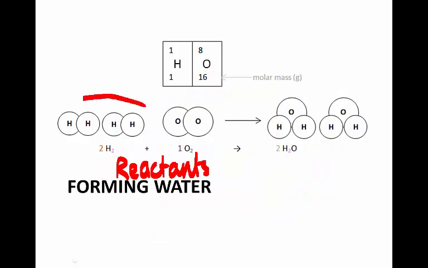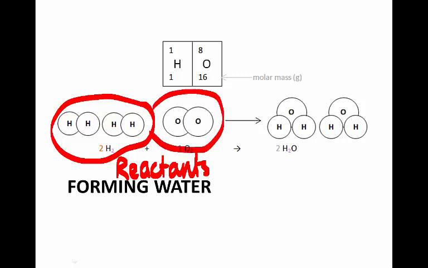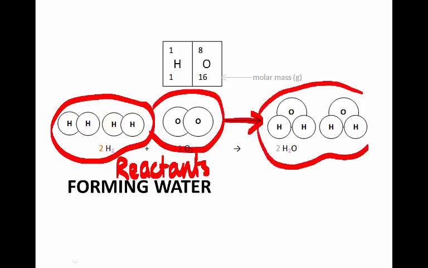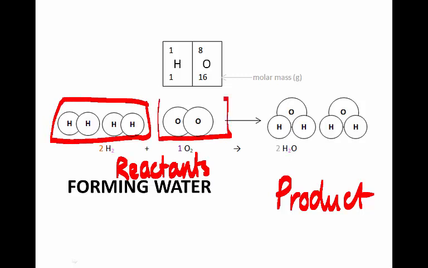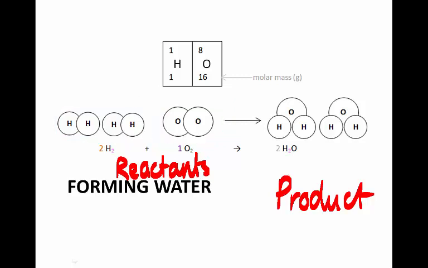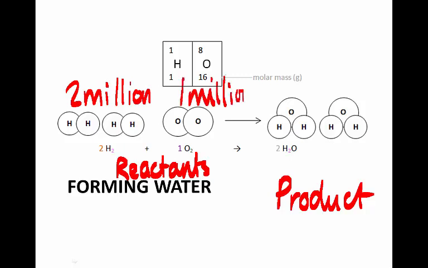So for every 2 molecules of hydrogen that react, you need 1 molecule of oxygen, and that will form 2 molecules of water. That's the product. Now, of course, when you actually make water by this reaction, you are not going to only react 2 molecules of hydrogen and 1 molecule of oxygen. That is so little. There's no way you are going to get that to react. This is a ratio, meaning that if you have 2 million rather than 2 hydrogen molecules, you will need 1 million oxygen molecules, and you will form 2 million water molecules.